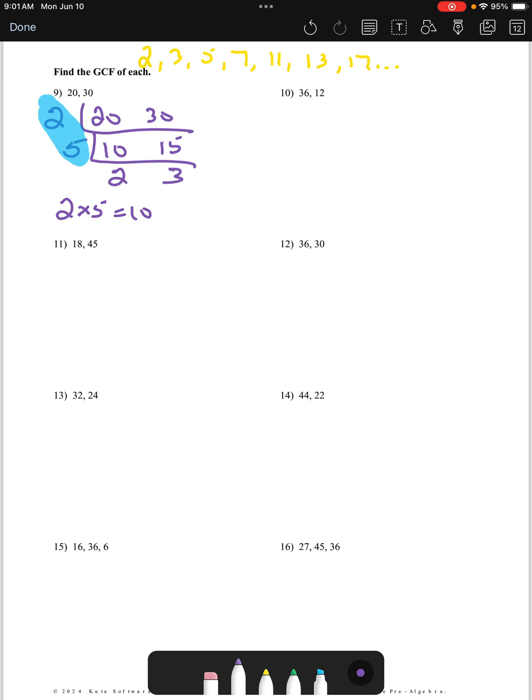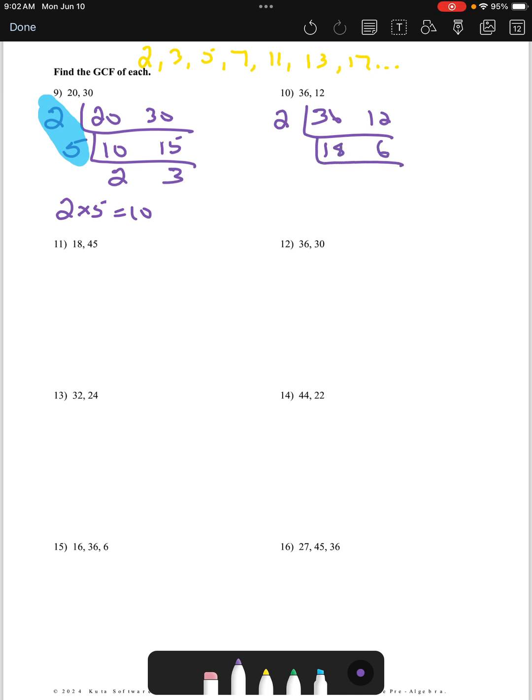I'm going to be using the ladder from here on out. Primarily because using this ladder will also let me find least common multiples, which is going to be our next lesson. And having one system that works for everything is just much, much nicer in my opinion. So, ladder time, 36 and 12.